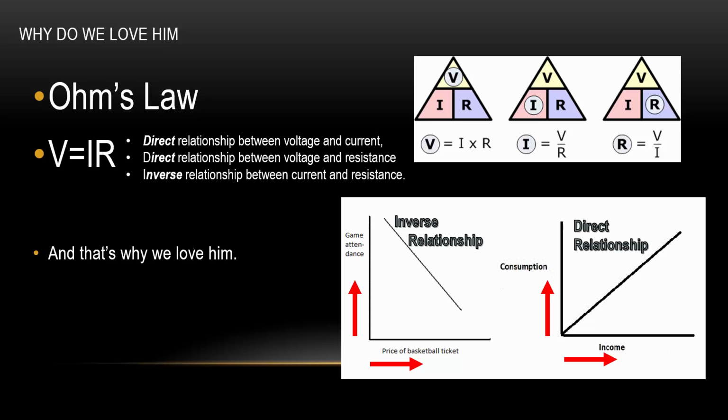Okay? So things that we need to know about him, what he did. He created Ohm's Law. And what is Ohm's Law? That is this formula. V equals I times R. Volts equals current times resistance. In words, that means that voltage has a direct relationship with current. Voltage also has a direct relationship with resistance, but it has an inverse relationship between current and resistance. Okay, or there's an inverse relationship between current and resistance.